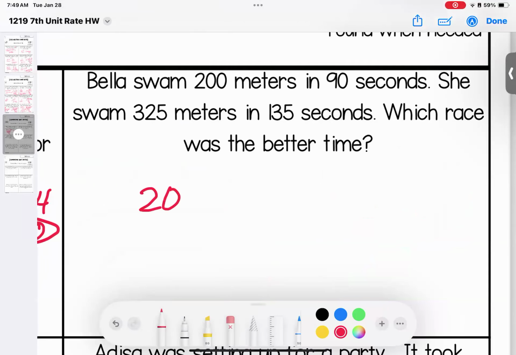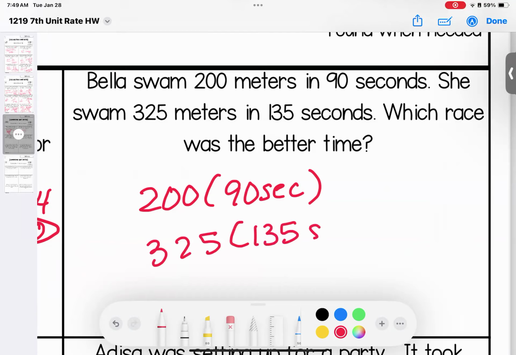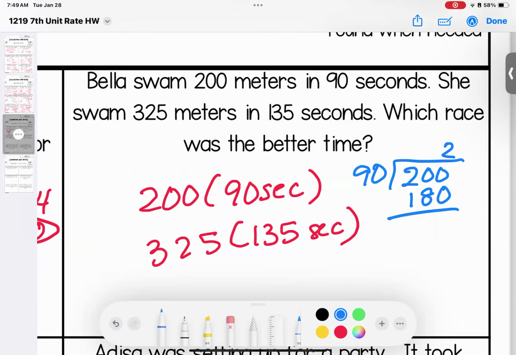All right, Bella swam 200 meters in 90 seconds, or 325 meters in 135 seconds. What's the better price? Just notice that we're talking about seconds here. Not that it's going to change it, but just a good reminder. Again, we don't like dividing by these bigger numbers, but I want to remind you that dividing by 90 is just skip counting by 9 and throwing a zero at the back, okay? So if you're thinking 9 times what gives you 20, closest you can get is 2, which is 180. Just add the zero, okay?